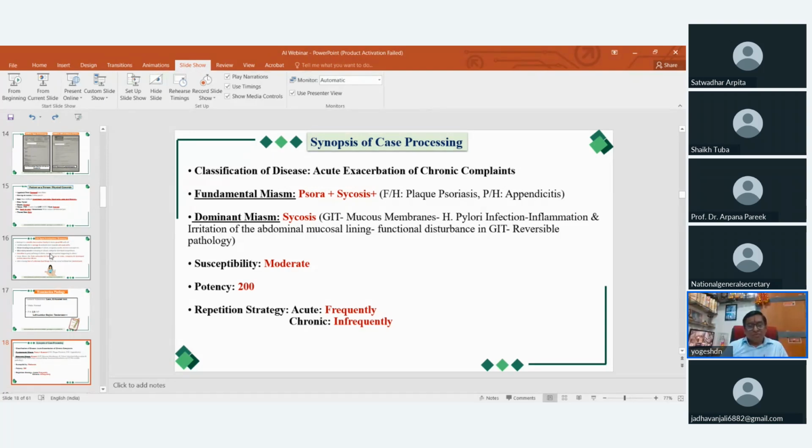Now the dominant miasm. If we go to the pathological understanding, the location is GIT, abdomen, in that stomach, duodenum, the involvement of mucous membranes, and the infection that is responsible for inflammation and irritation of the abdominal mucosal lining, the H. pylori infection, leading to functional disturbance in the GIT system. So the pathology of inflammation, the functional disturbances, and the nature of disease that is reversible. So structural reversible changes had taken place.